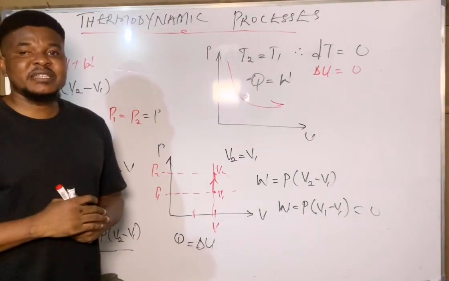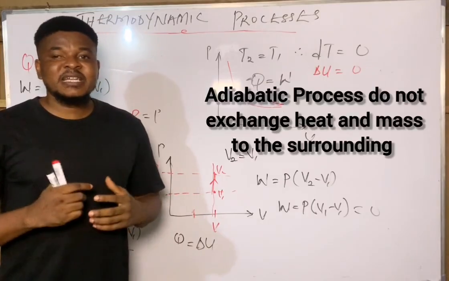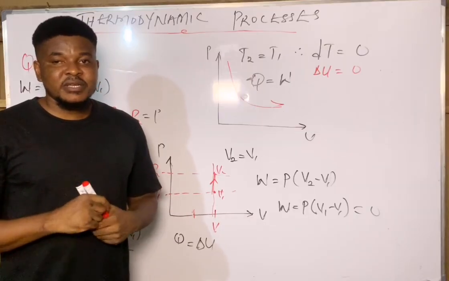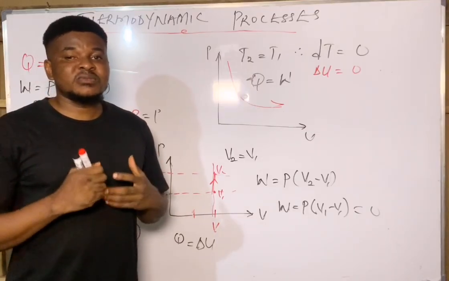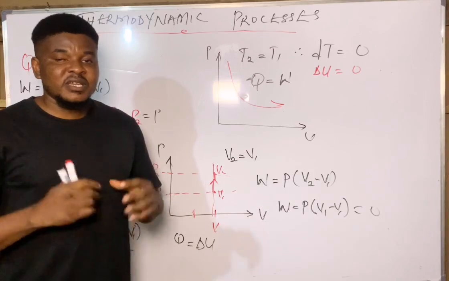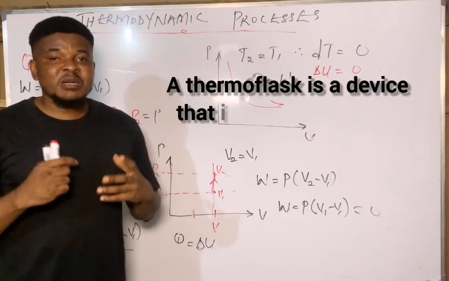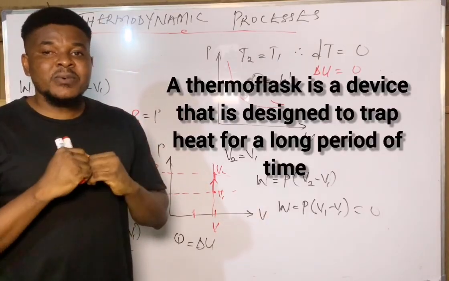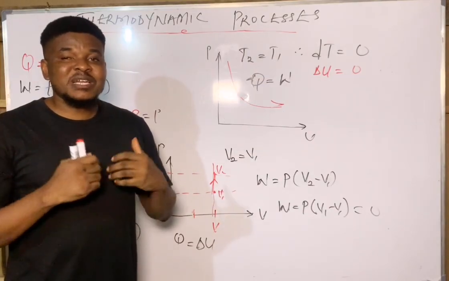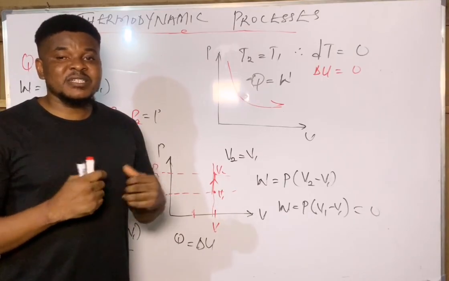Finally, we talk about the adiabatic process. An adiabatic process is a process that does not supply heat and mass to the environment. It is simply a process that does not supply heat or mass from the system to the environment. A good example can be seen in your thermoflask or in your thermos. Now, a thermoflask is simply a device that is used to trap hot water for a very long period of time without exchanging that heat to the surrounding. So that's a good example of what an adiabatic process is.